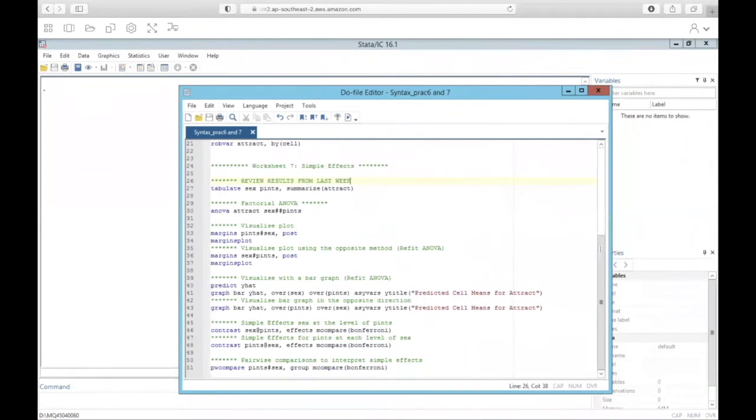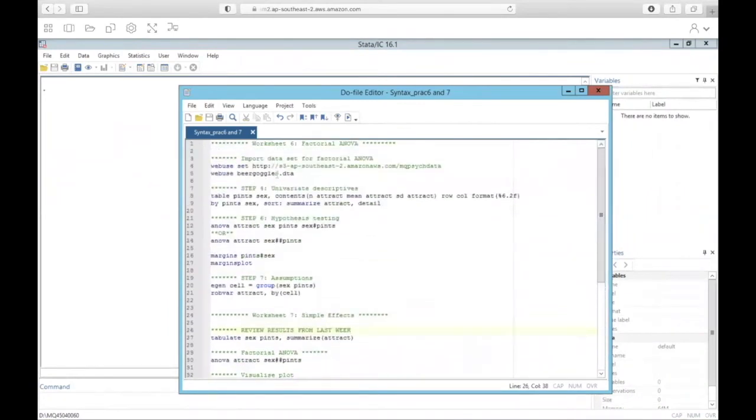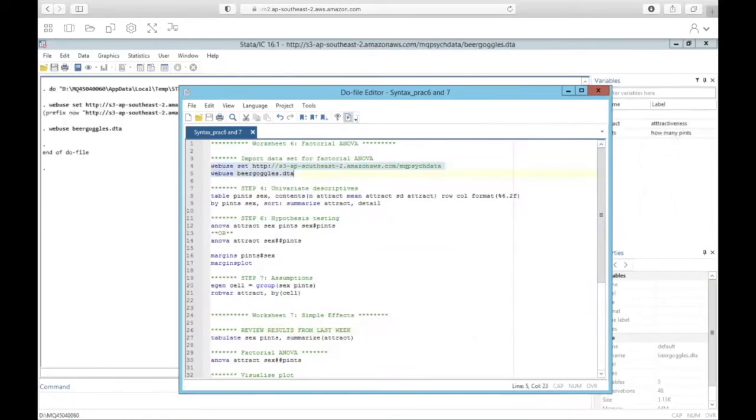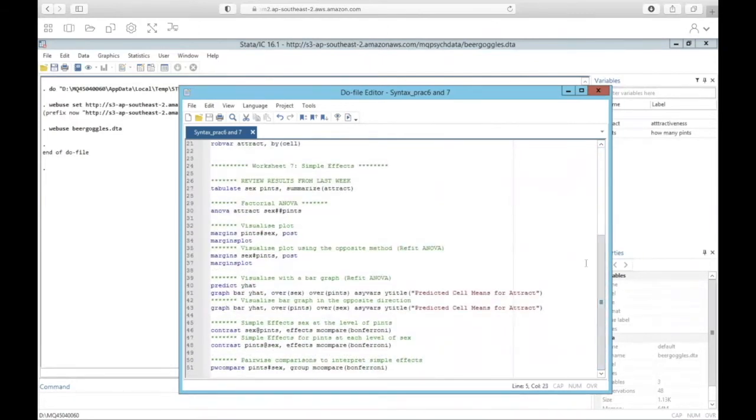All right, the first thing we have to do is import the data set. Again, we're using this exact same data set as we did last week, beergoggles.dta. Let's first get some summary statistics to remind ourselves of the data that we're working with. The command we're going to use today is tabulate, and we want the tabulation for sex and pints. Then, comma, summarize our dependent variable attract.